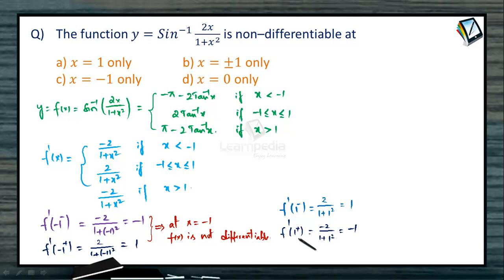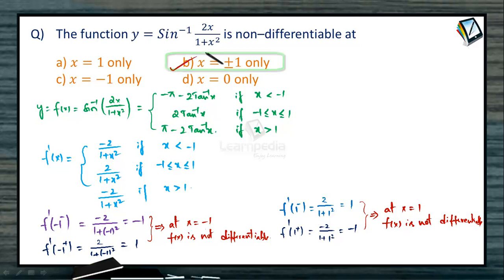Now what do you observe here? Yes, at 1 the left derivative is 1 and the right derivative is minus 1. So from these two observations we conclude even at x equal to plus 1, f of x is not differentiable, right? So now what would be the proper option? Yes, it is not differentiable at minus 1 as well as plus 1. So the function is not differentiable at both plus 1 and minus 1.